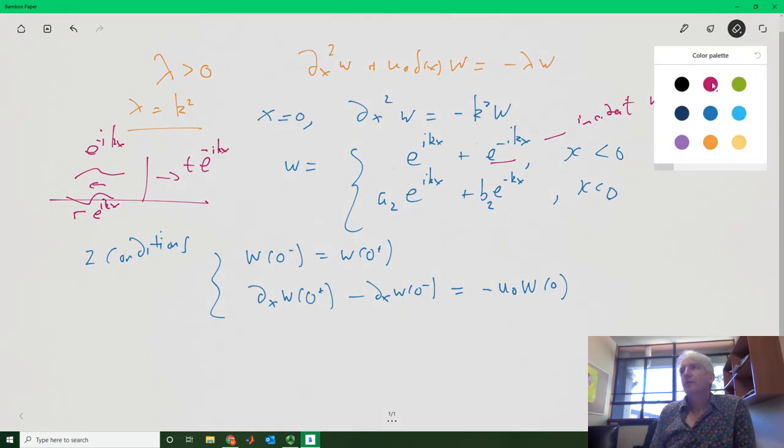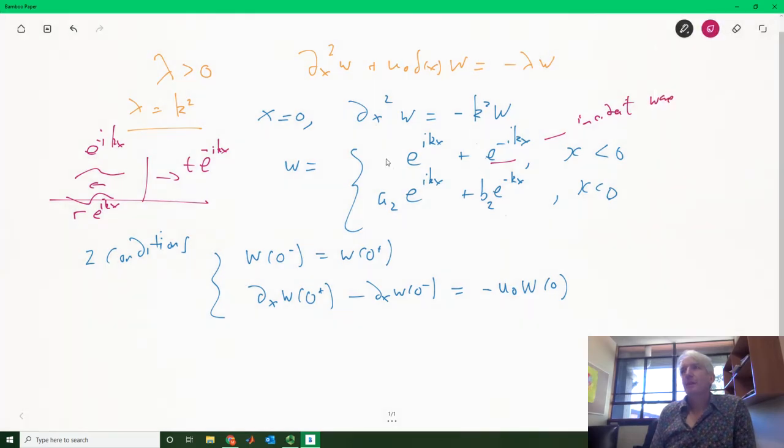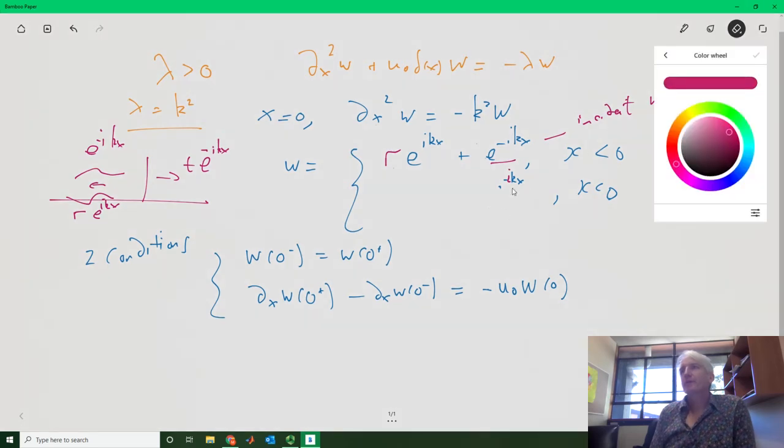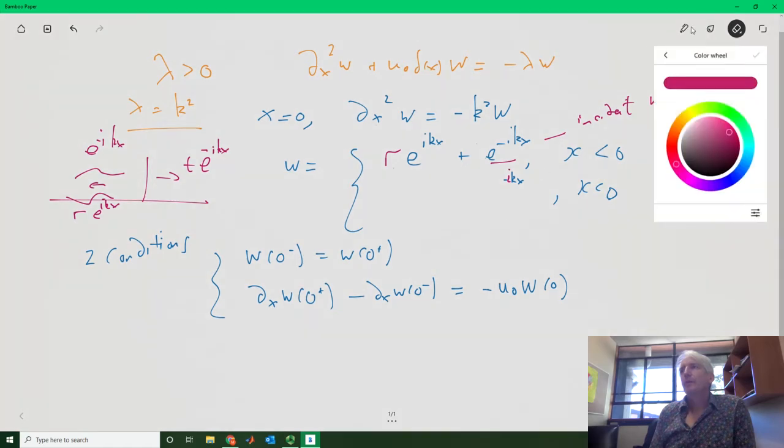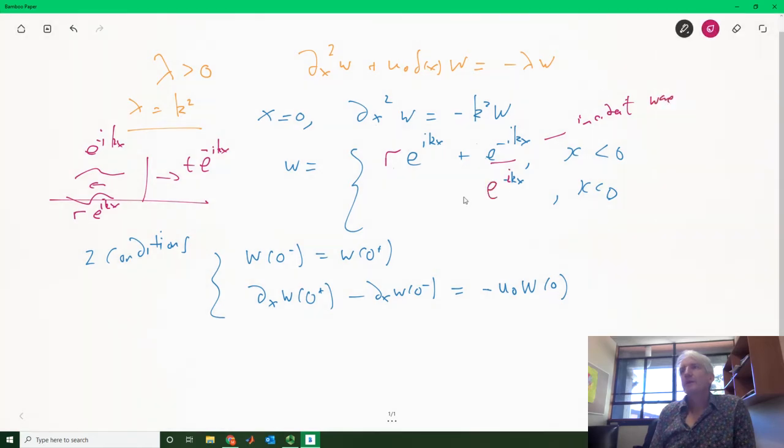Okay, so that becomes R, that should have an I here. All right, and then we get rid of that. We're not allowed waves to come from positive infinity, only from negative infinity, and this becomes equal to e to the minus ikx times chi. So now we've only got 2 constants, and we determine those constants, and we're going to be able to solve this no matter what the k is.